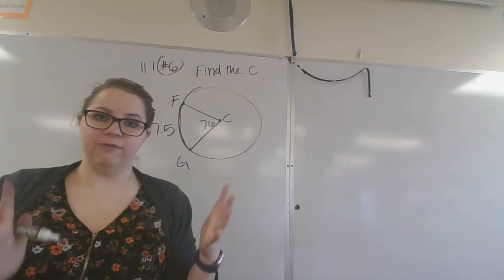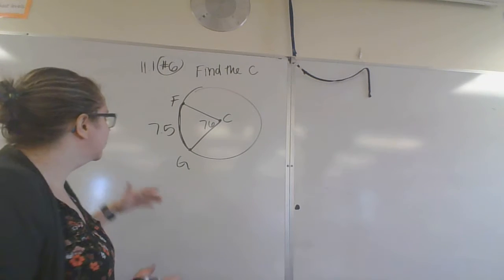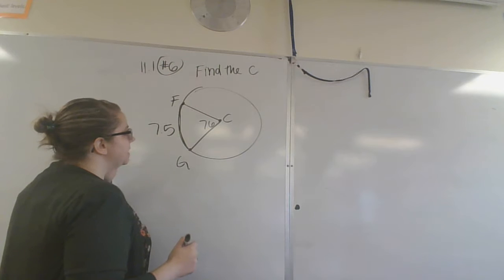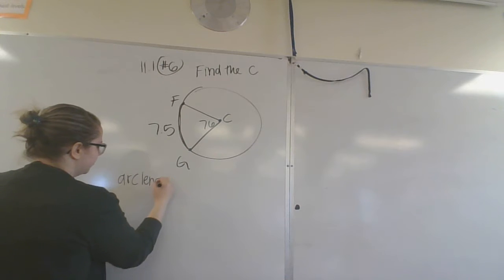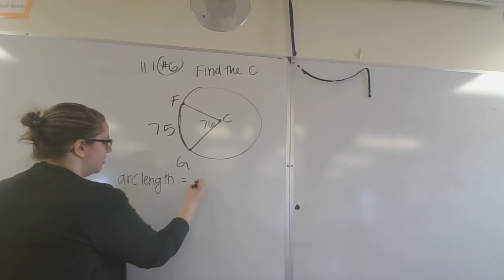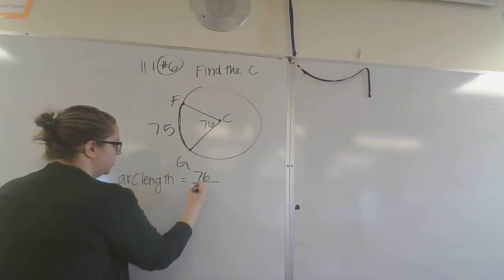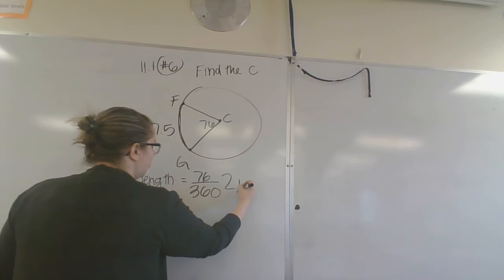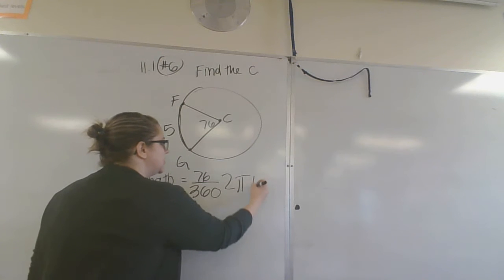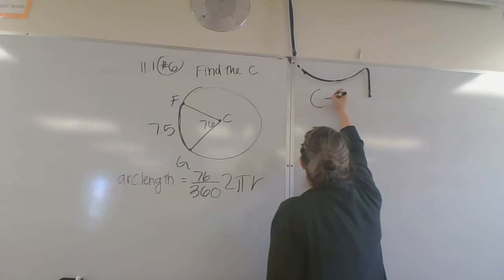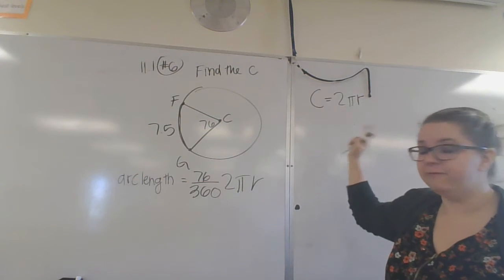Again, your test is more straightforward than this. Your test is very much like example number 4. We know that the measure of an arc length equals your part of the circle, 76 over 360, times 2 pi r. We don't have a radius here. To find circumference, your formula is just 2 pi r. We don't have the radius, so that's what we need to find.